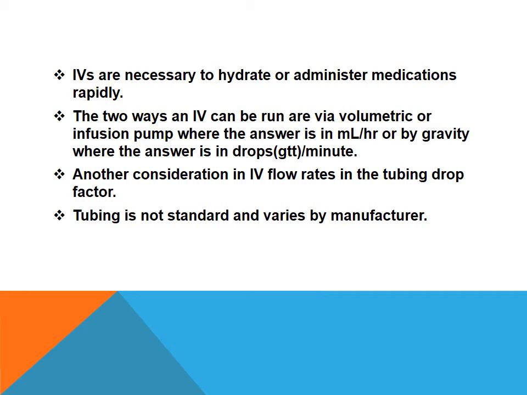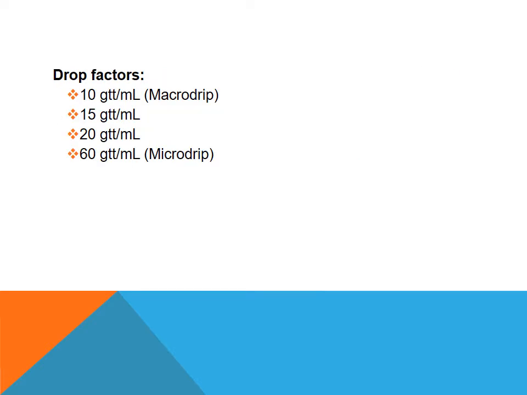Another consideration in IV flow rates is the tubing drop factor. Tubing is not a standard size and varies by manufacturer. The different types of drop factors that are available are 10 drops per milliliter, that is a macro drip, 15 drops per milliliter, 20 drops per milliliter, up to 60 drops per milliliter, which is known as a micro drip.